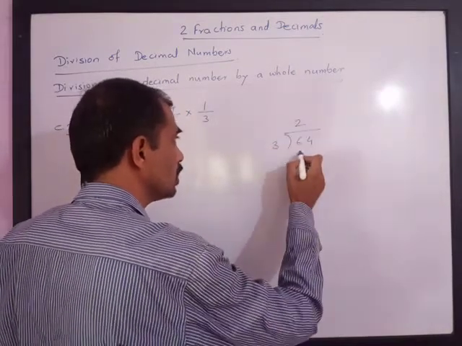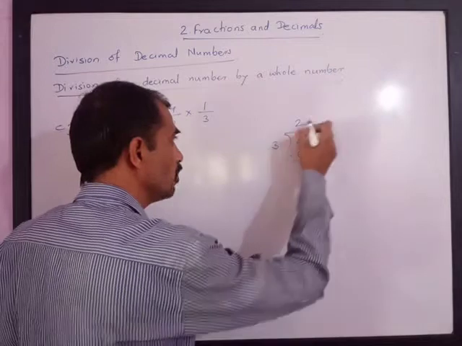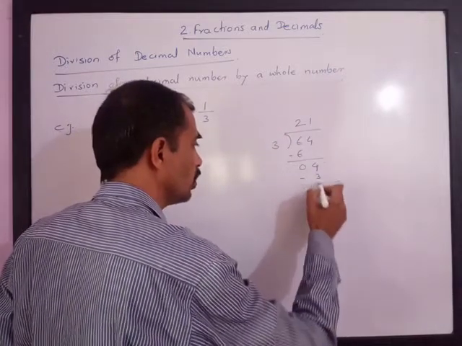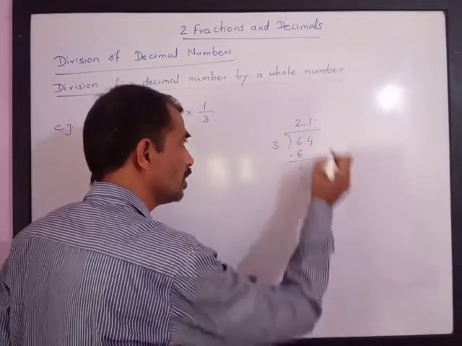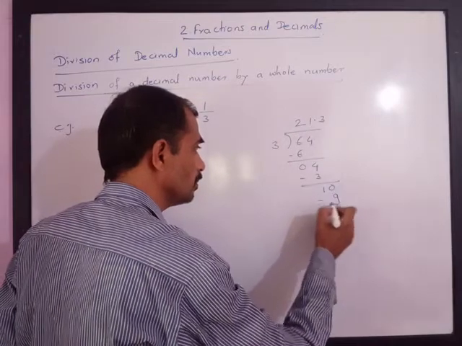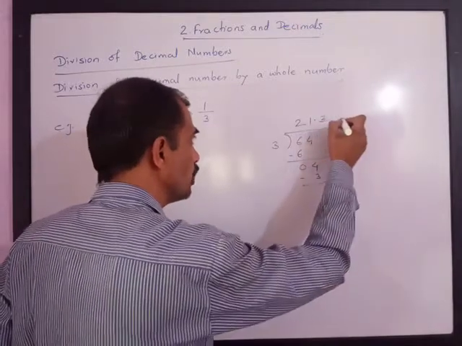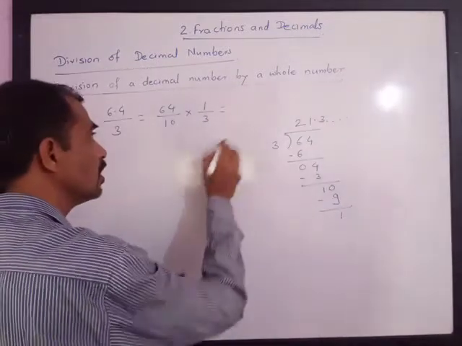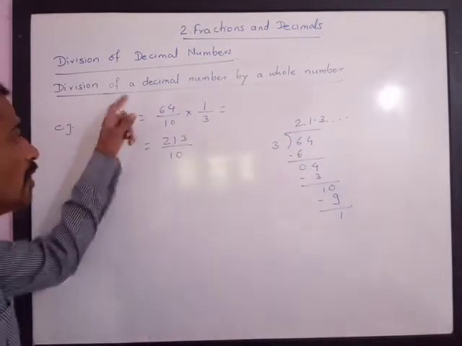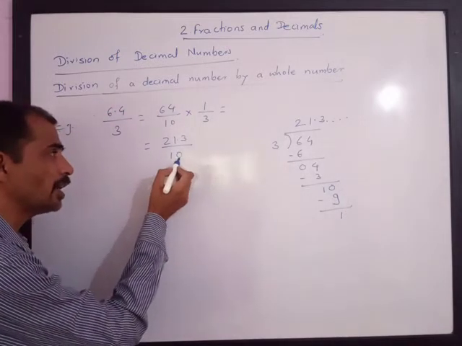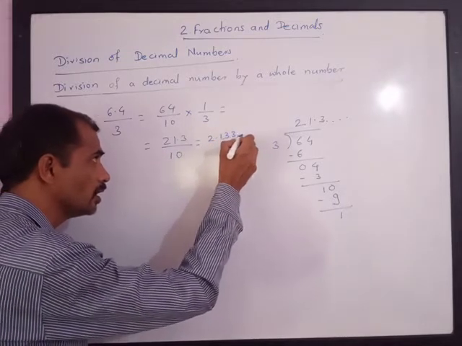3 twos are 6. Remainder is 4. Next digit. 3 ones are 3. You will get remainder 1. Again, decimal point. 3 threes are 9. Remainder 1. And it will go on. This is recurring. Please understand. So you will get 3, 3, 3, 3. So answer is 21.3333 upon 10. Now we have just studied that if 0 is there in the denominator, then the decimal point shifts to the left side. So this becomes 2.1333 and so on.